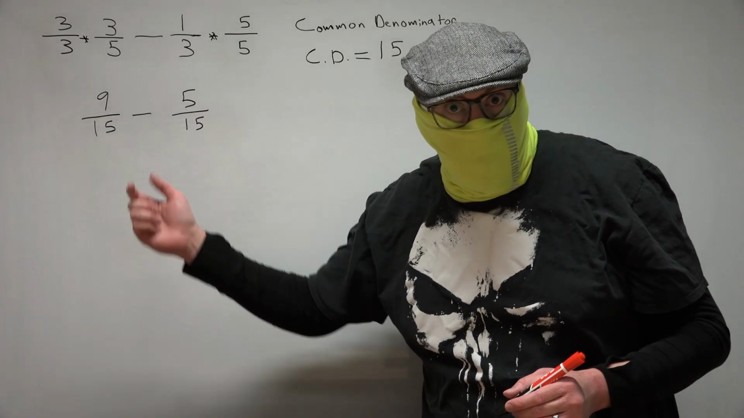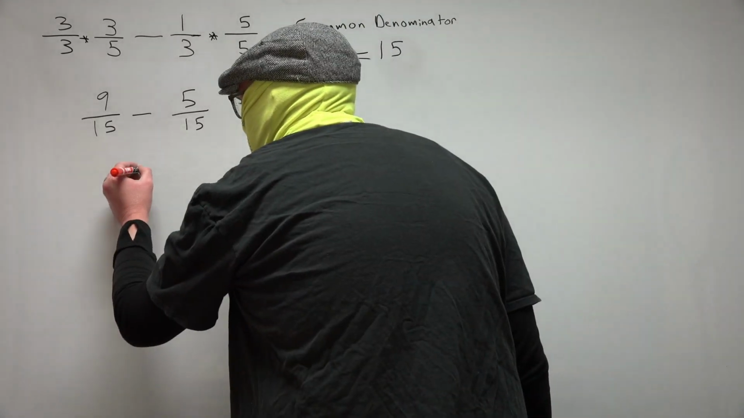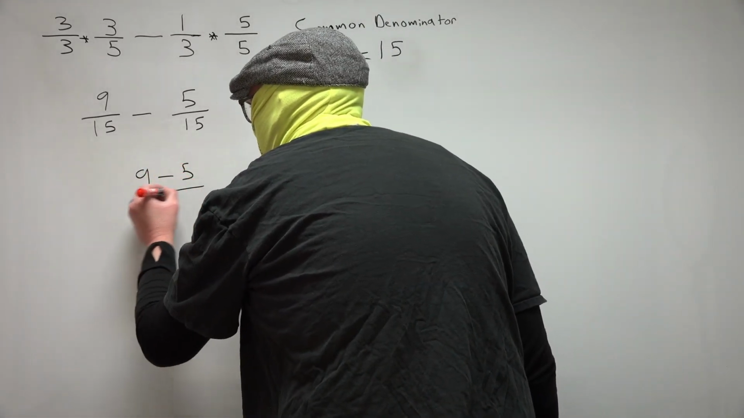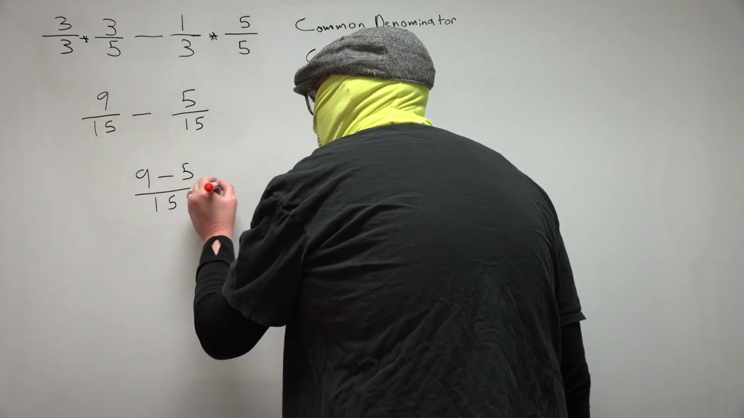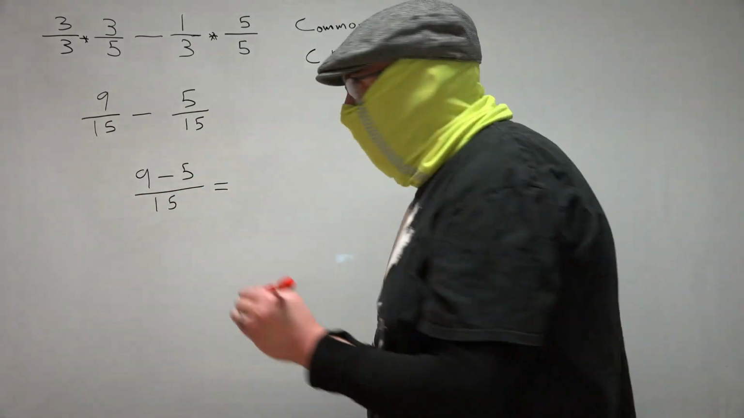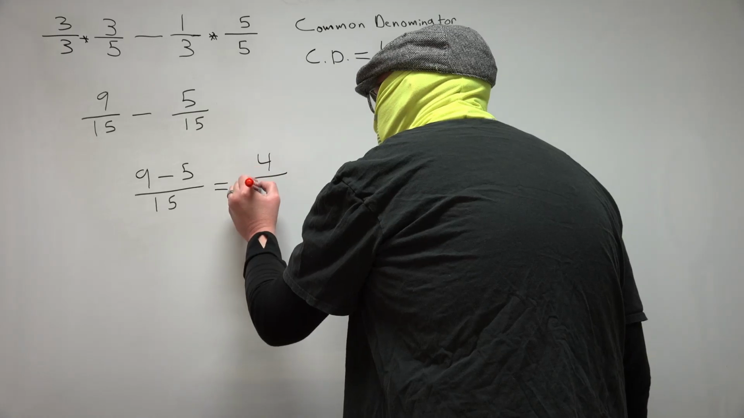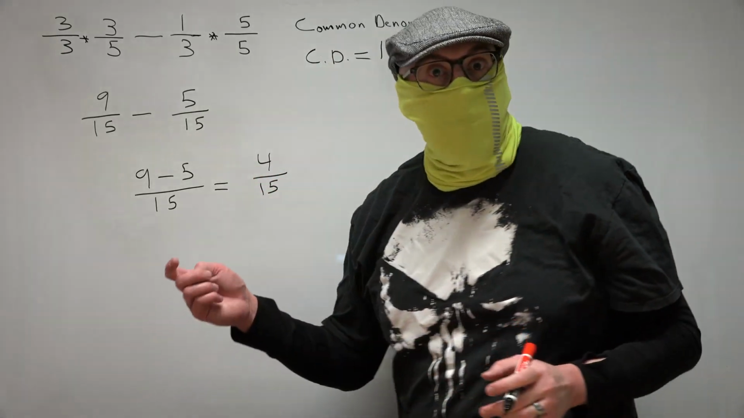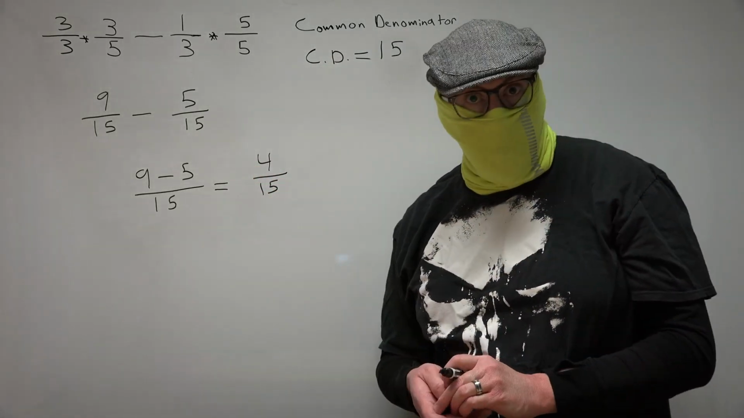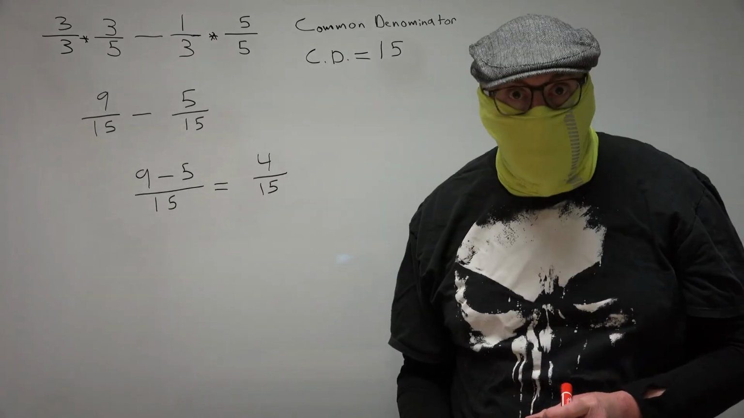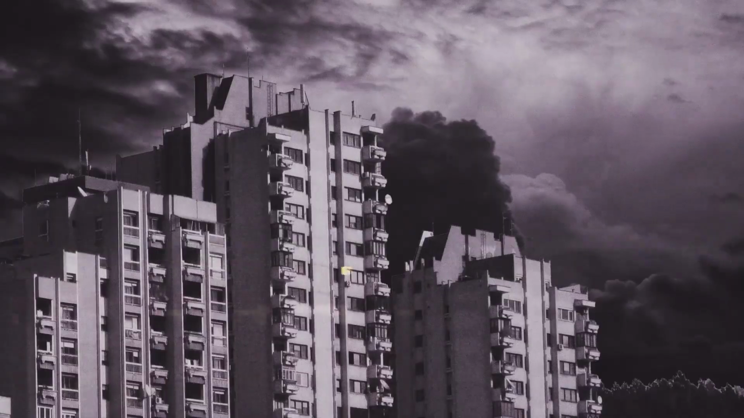So then we just have to do the arithmetic with the numerators. So we'd have 9 minus 5 all over 15. Which 9 minus 5 is 4. Then we have to ask ourselves, can I reduce that? And in this case, we can't. So this would be our answer. Let's turn things up a little bit.